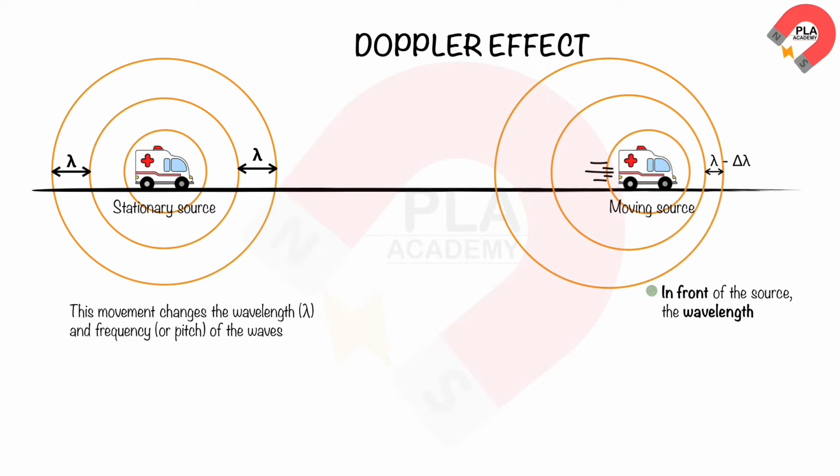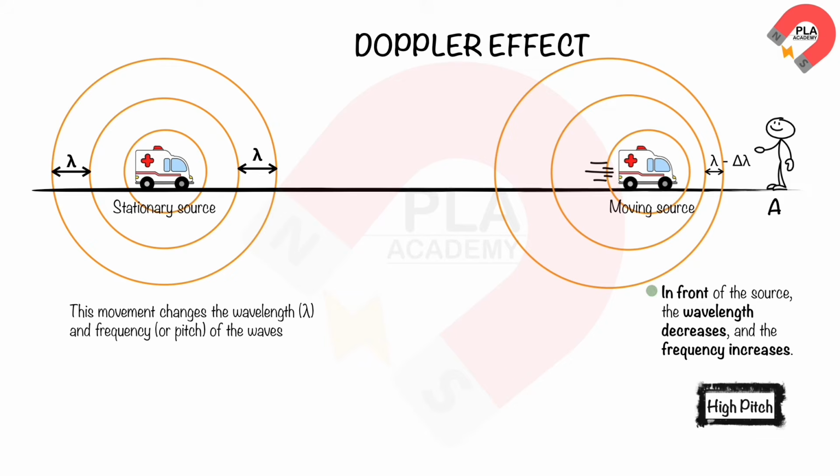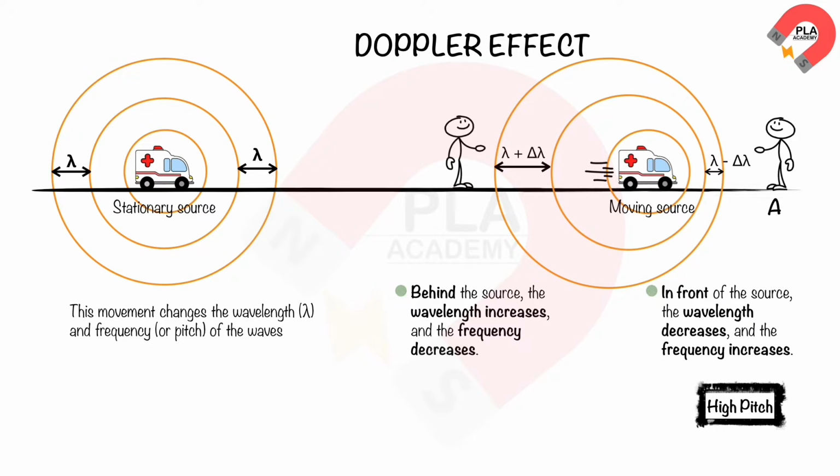In front of the source, the wavelength decreases and the frequency increases. Person A hears a sound that has a higher pitch than when the car was stationary. Behind the source, the wavelength increases and the frequency decreases. So person B hears a sound with a lower pitch than when the car was stationary.